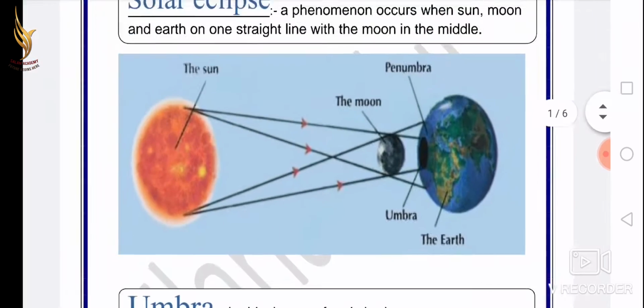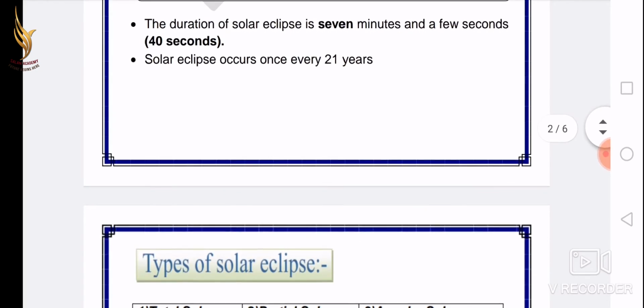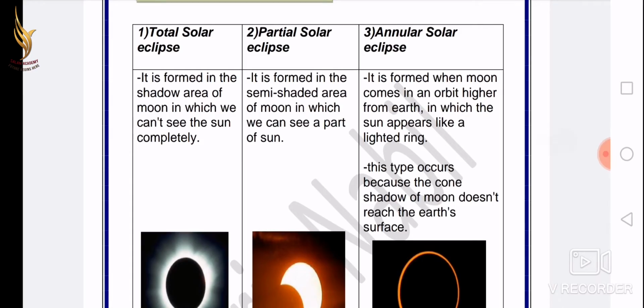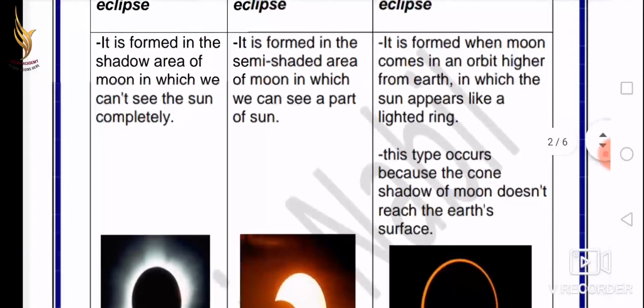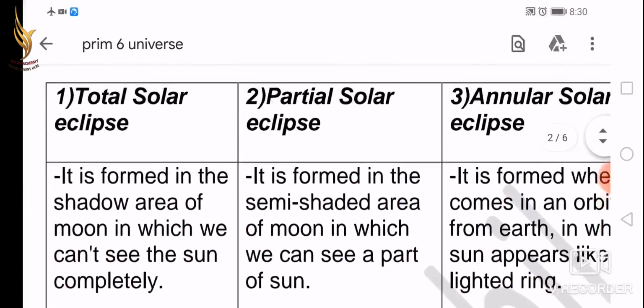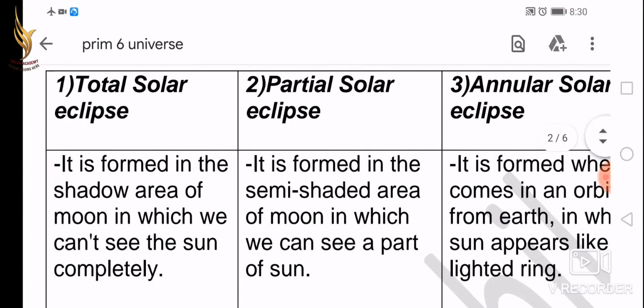So total solar eclipse is the first type. It is formed in the shadow area of the moon, in which we can see the sun completely. This is a total solar eclipse. While partial solar eclipse is the second type, formed in the semi-shaded area or penumbra area of the moon, in which we can see a part of the sun.